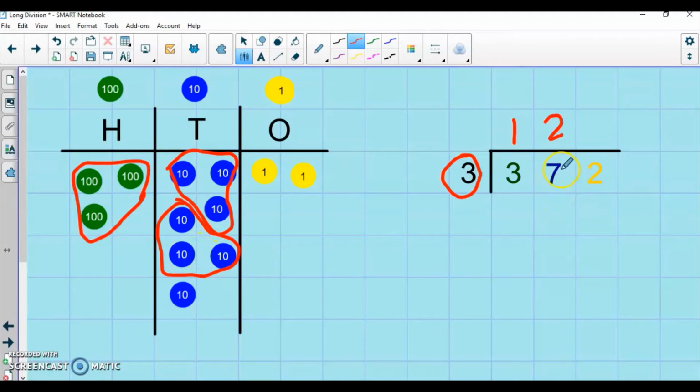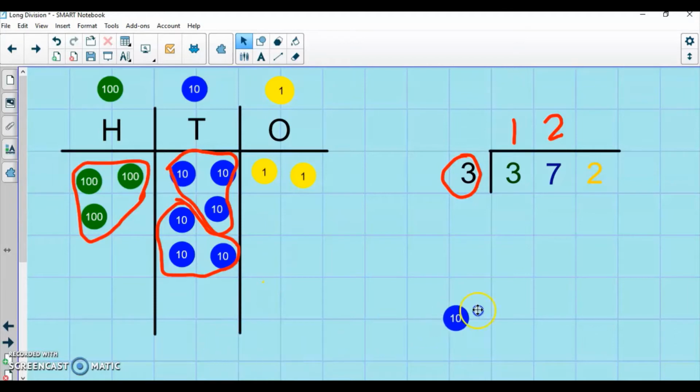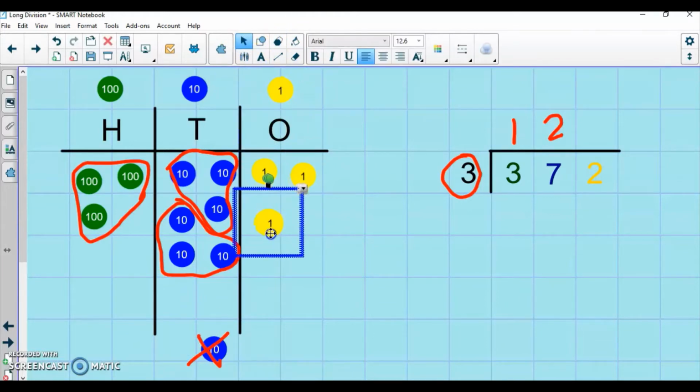That's important to remember. And then I've got this one counter over here, and I've got to do something with it. I can't put that into a whole group. So what I'm going to do is exchange it instead. I'm going to get rid of it, stick it down here. In fact, I'll cross it out. And I'm going to exchange it instead for 10 ones.